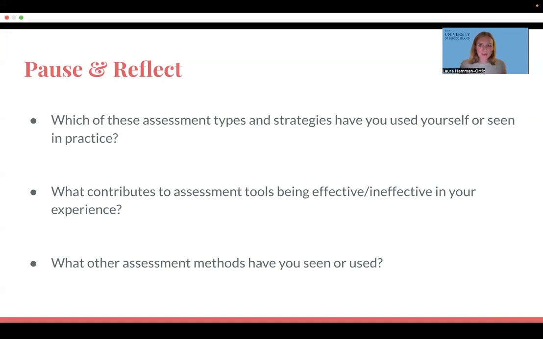So again, I hope that this has been a useful review or introduction to some of these concepts around assessment, and look forward to seeing your processing and thinking in the discussion board.